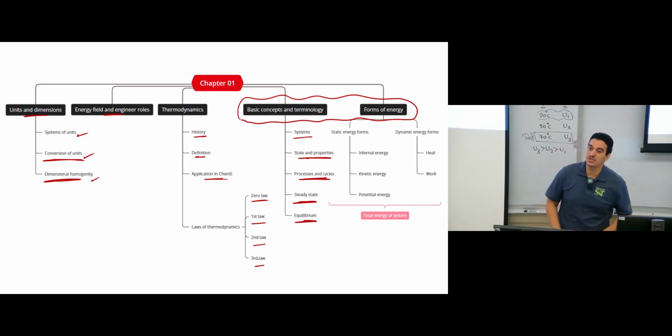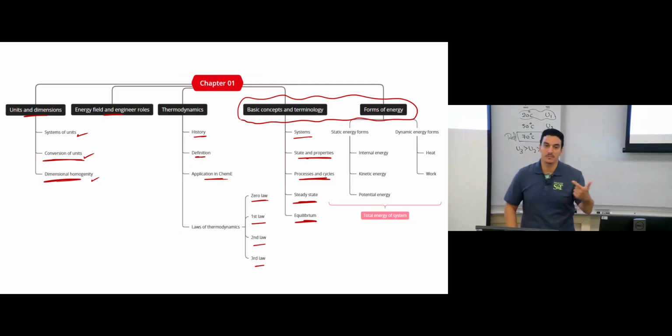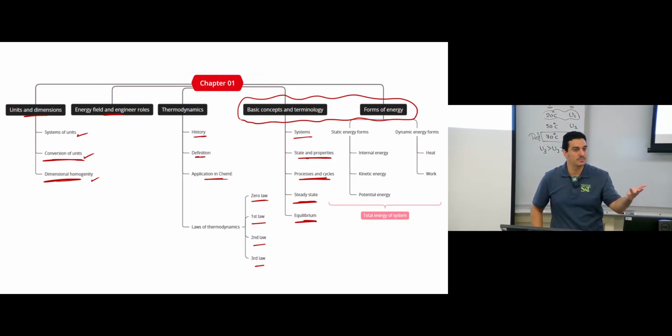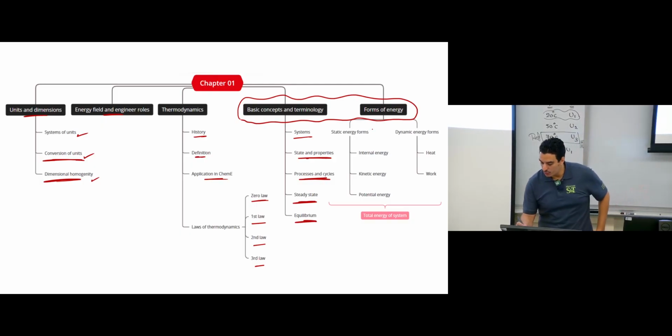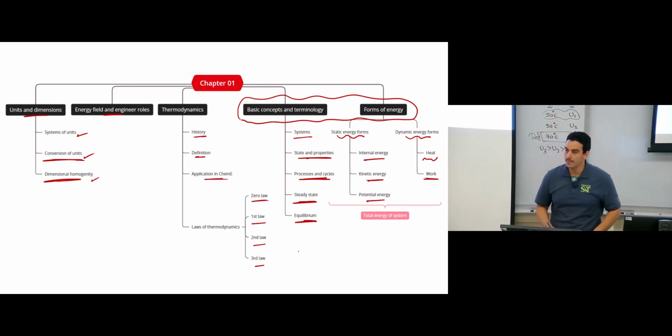Equilibrium is related to the driving force. We have thermal equilibrium, mechanical, chemical equilibrium, and phase equilibrium. Then we discussed forms of energy. We said we have 2 types: static forms of energy and dynamic forms of energy. Static forms of energy are internal, kinetic, and potential. Dynamic forms of energy are heat and work.